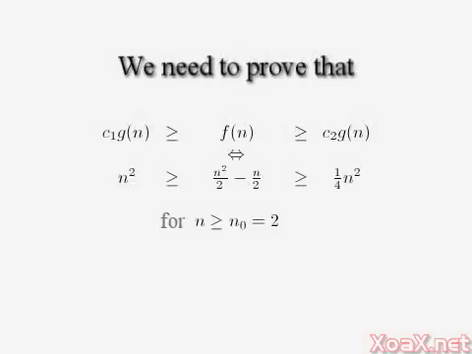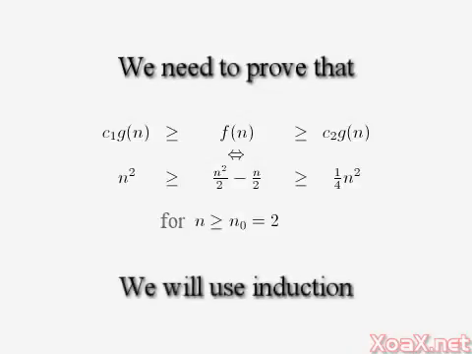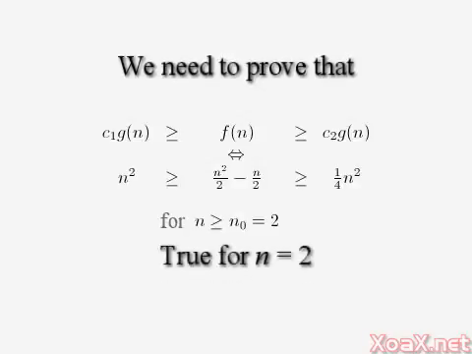Even though n0 equals 2 appears to work, we still need to prove that our conditions are true. That is, we need to show that c1 times g of n is greater than or equal to f of n, and f of n is greater than or equal to c2 times g of n for all n greater than or equal to 2. We prove this by induction. To do this, we observe that the inequalities hold for n equals 2.